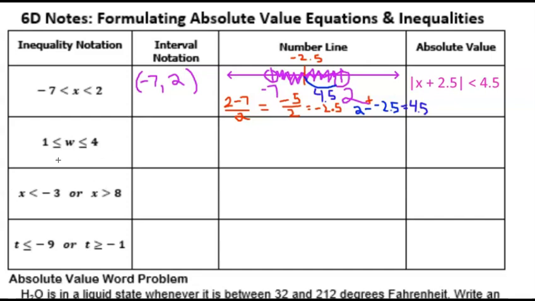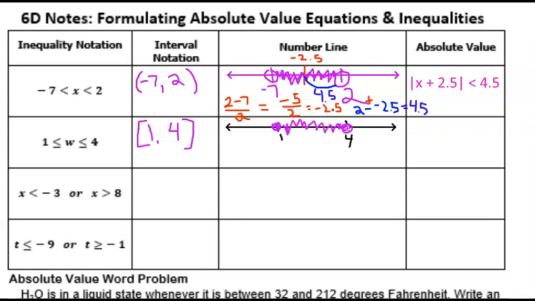Let's look at the next example. 1 is less than or equal to w, less than or equal to 4. Our interval notation, we would have 1, 4, and then since there's lines underneath the less than symbols, we'll put brackets around it. We'll draw our number line, and then we'll put points instead of holes since there are lines under the less than signs. W is in between the two numbers, so we're going to shade in the middle.